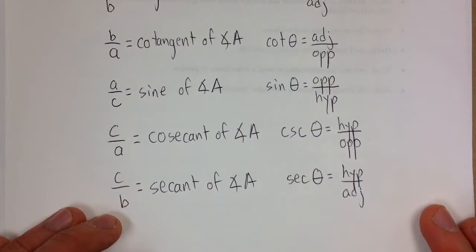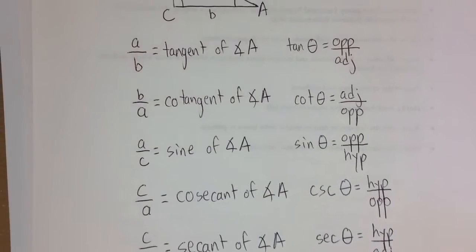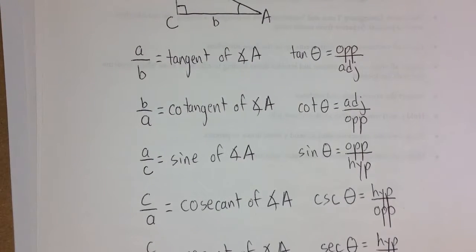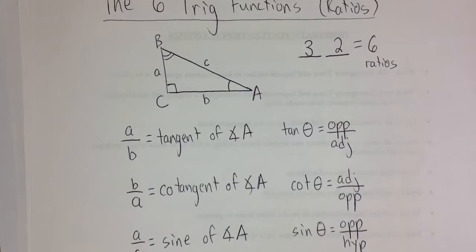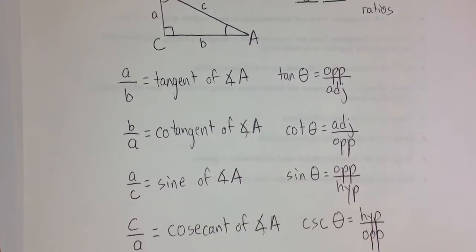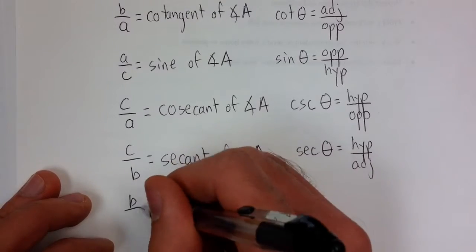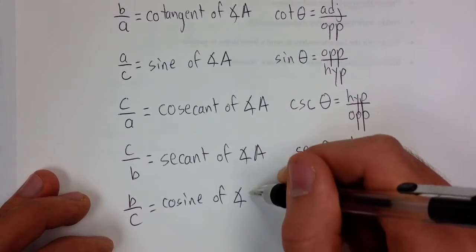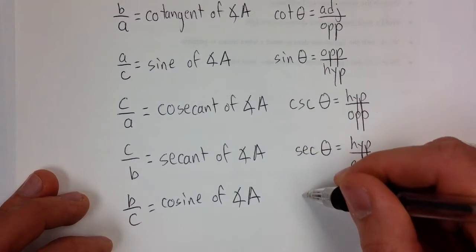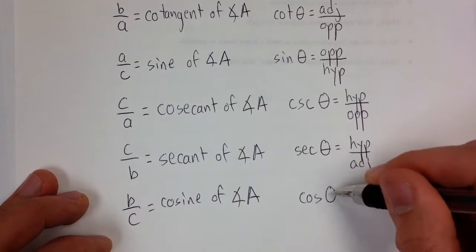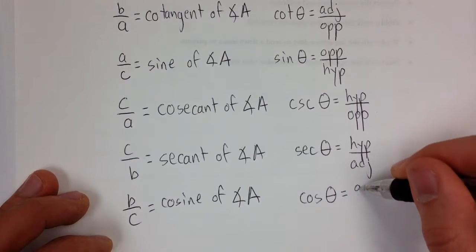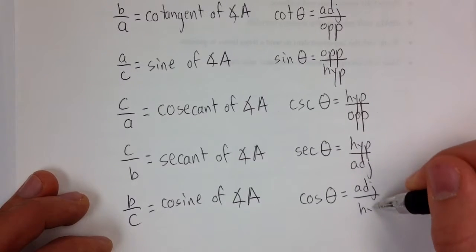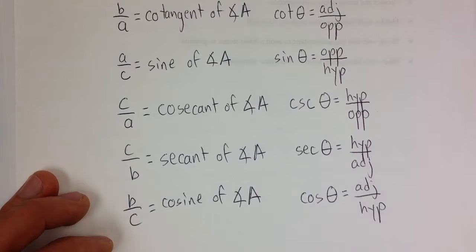And we have one more. Can anyone tell me what it is? Yeah, what's the letter ratio? B to C. It's the one we're missing. That will go by the name of cosine for this triangle. And cosine in general, abbreviated COS, is the ratio of the adjacent side to the hypotenuse. Okay? Now you might be thinking, oh my, this is quite a lot to remember. Let me make it easier for you.